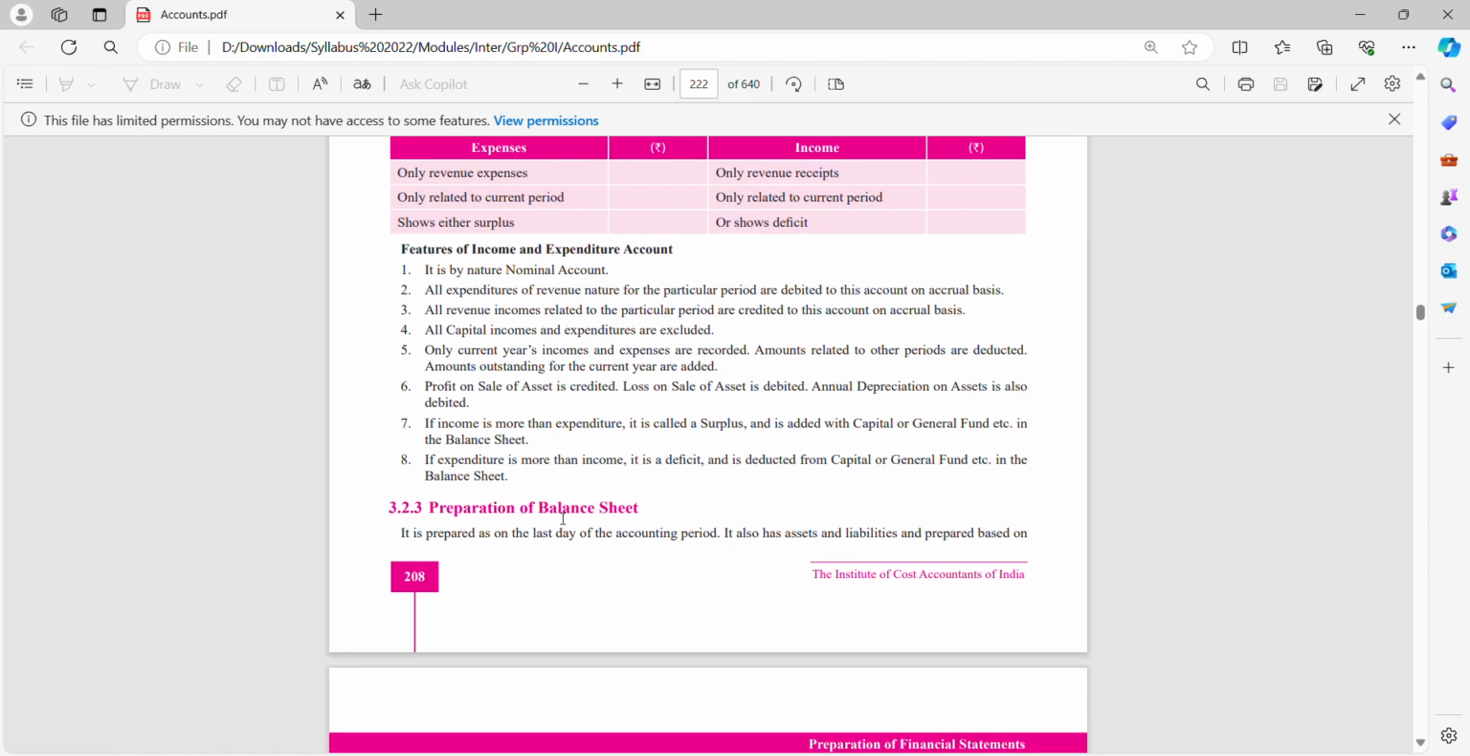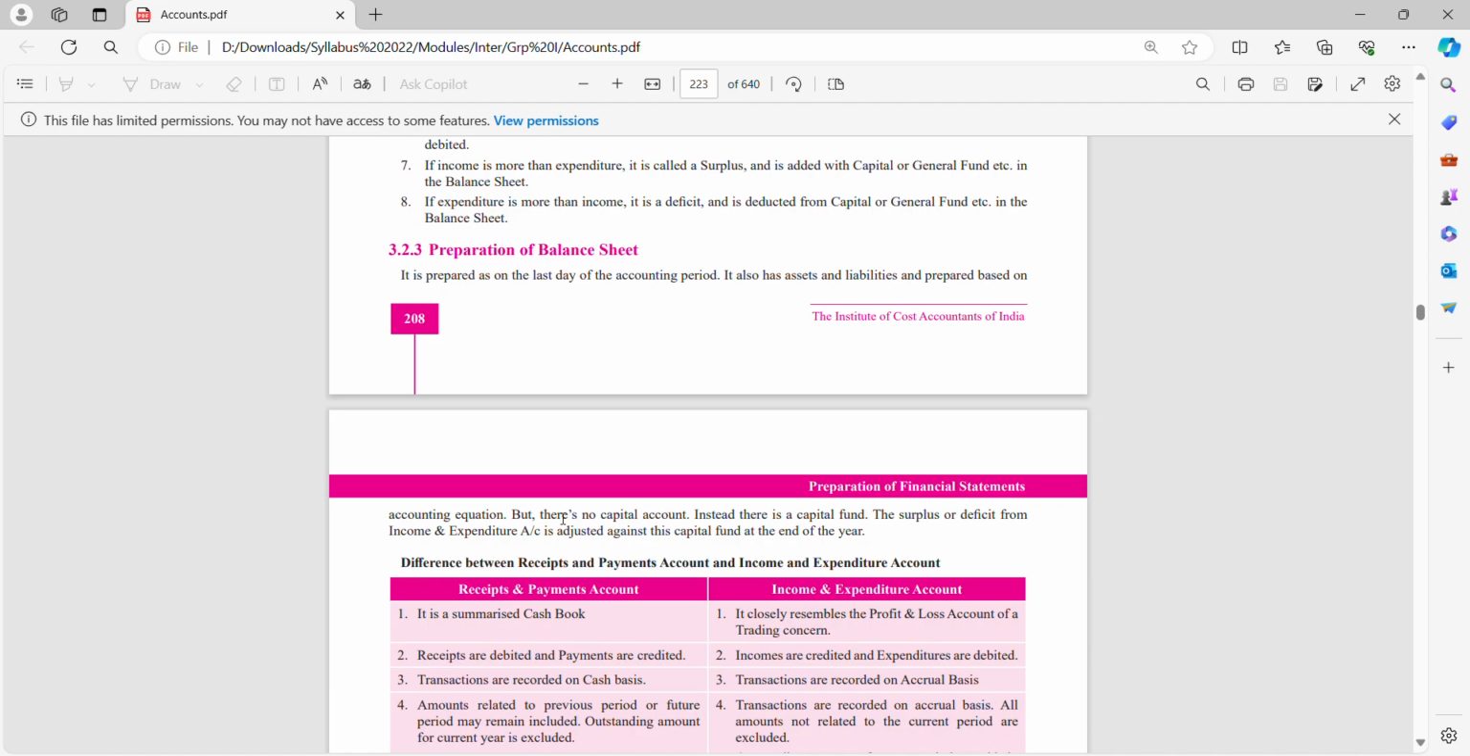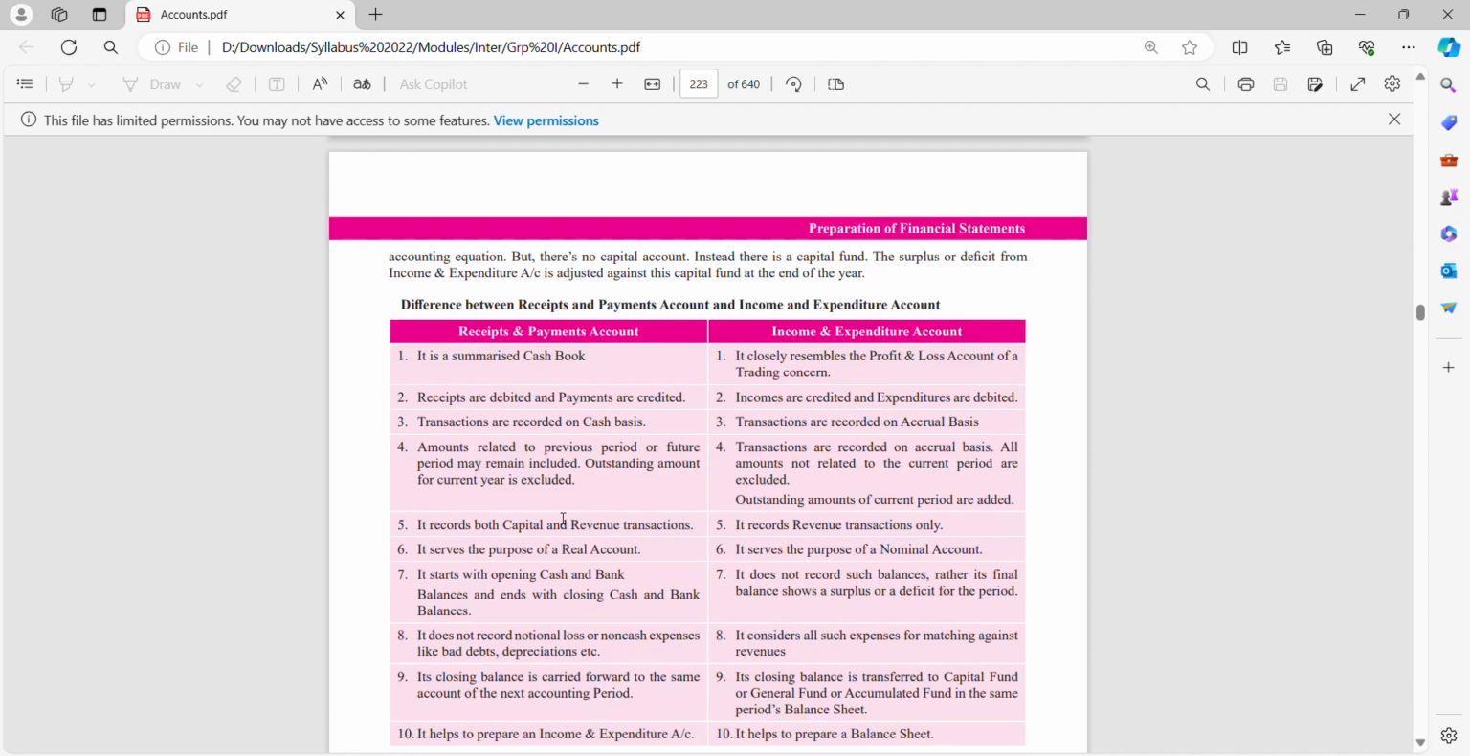Okay, now finally we have the balance sheet. It is prepared on the last day of the accounting period. It also has assets and liabilities and is prepared based on the accounting equation. But there is no capital account. Instead, there is a capital fund. The surplus or deficit from the income and expenditure account is adjusted against this capital fund at the end of the year.